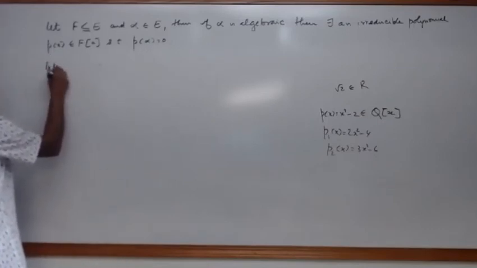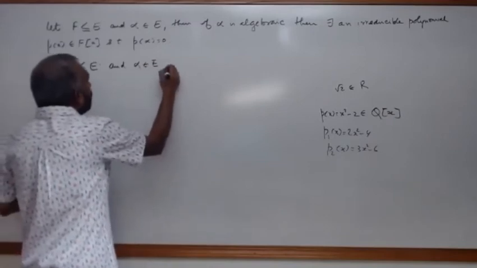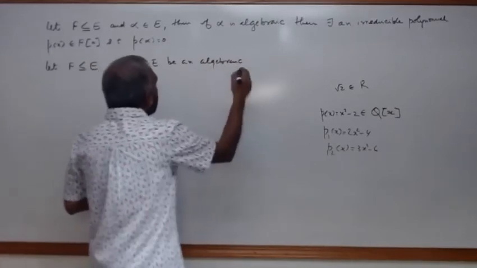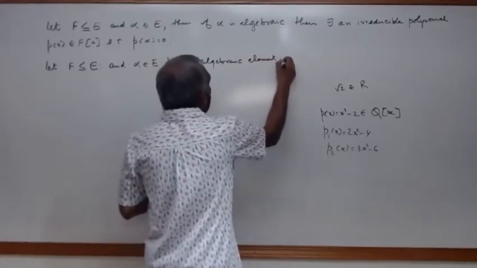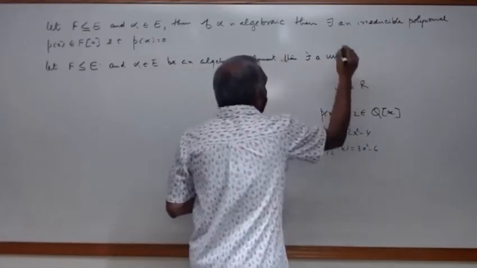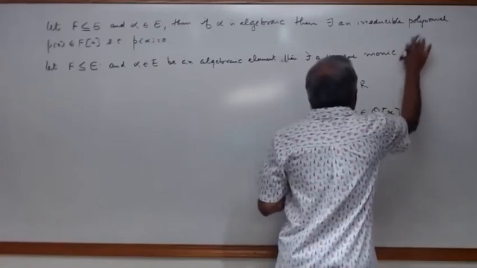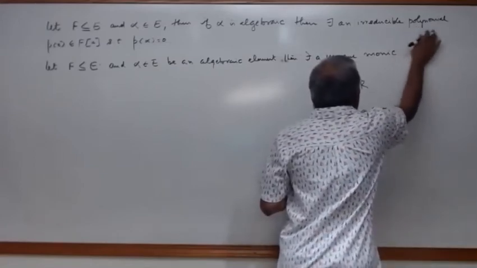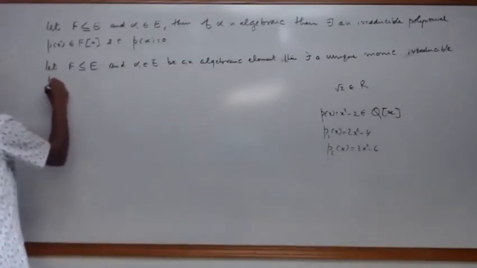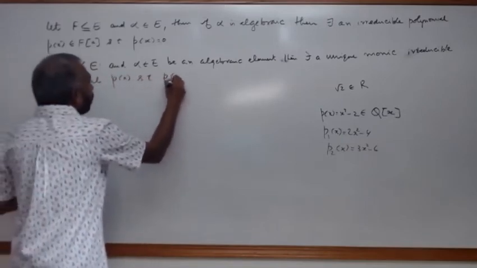So same thing, let E be an extension of F and alpha belongs to E be an algebraic element, then there exists a unique monic irreducible polynomial P of x such that P of alpha is equal to 0.